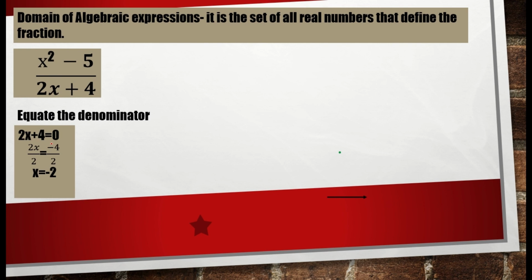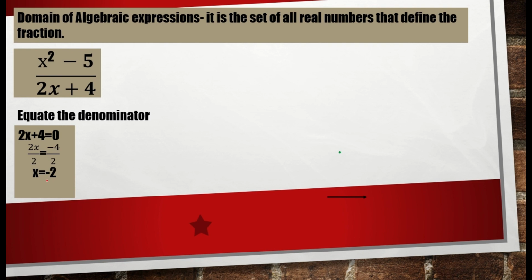Okay, di-transpose natin sa kabila si 4, nagiging negative 4. So we need to find the number to divide the coefficient para yung maiwan sa kabilang side is si x. So 2 divided by 2 equals x. Pag nag-divide tayo dito sa kabila ng 2, class, kailangan mag-divide din tayo dito sa kabila. So we have negative 4 divided by 2. The answer is negative 2. So our restricted value is negative 2.